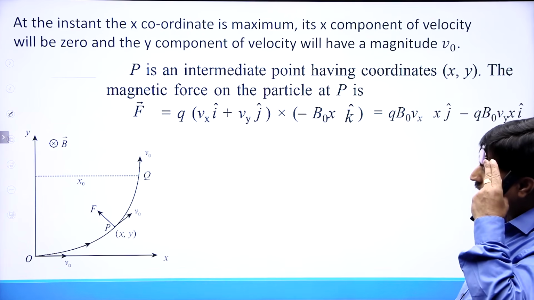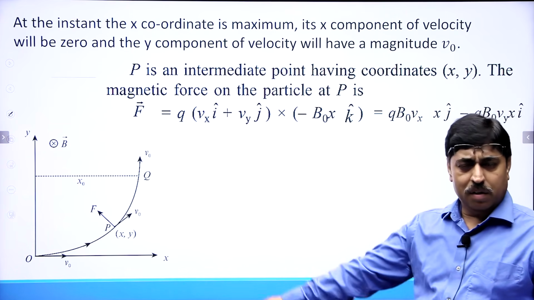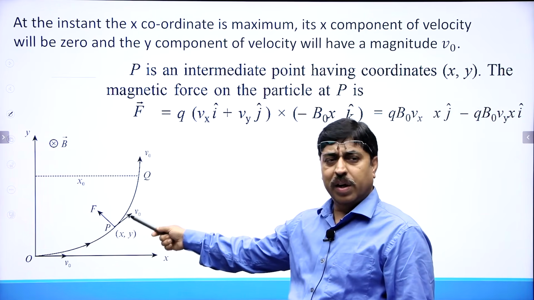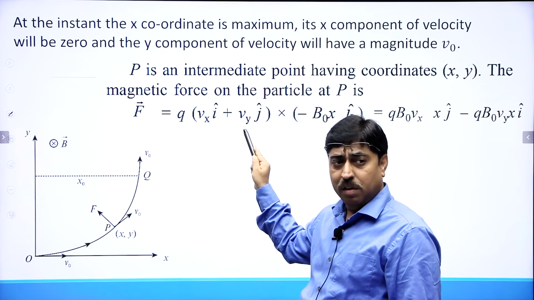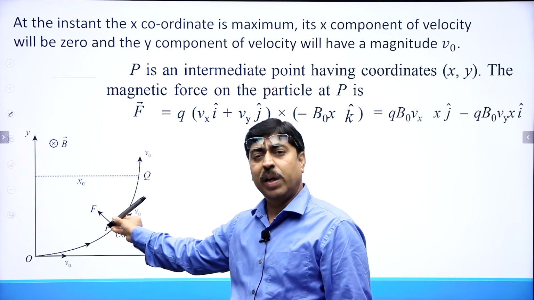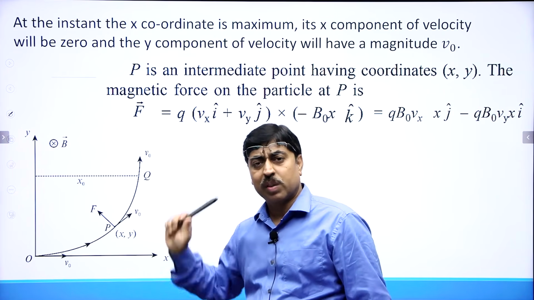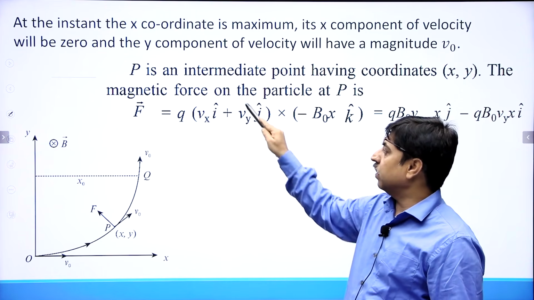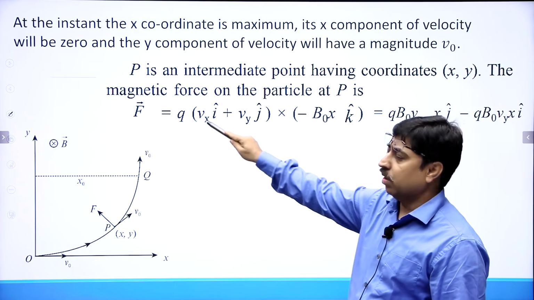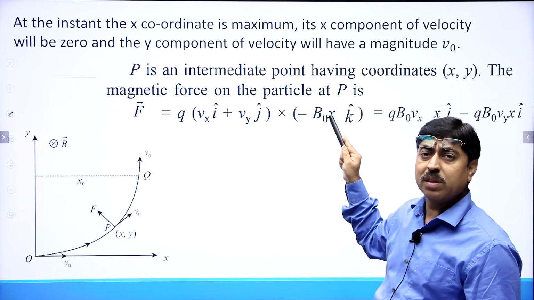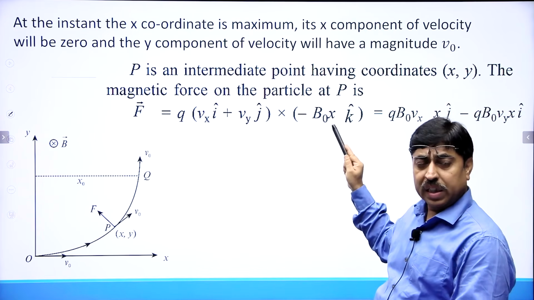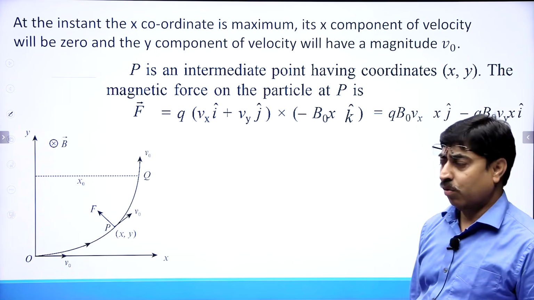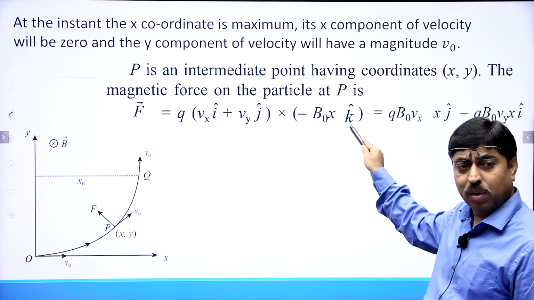The magnetic force on the particle at P will be given by, I have written it in Cartesian coordinate system. So the magnetic force can be written like this: q times velocity. Let me write velocity in components: Vx i cap plus Vy j cap. So let us say velocity at this instant has two components, Vx and Vy. The force is q V cross B, and the magnetic field is minus B naught x k cap. Remember, the magnetic field is not constant, it is changing with x coordinate. So if the coordinate of the particle is x, this is the strength of the magnetic field.